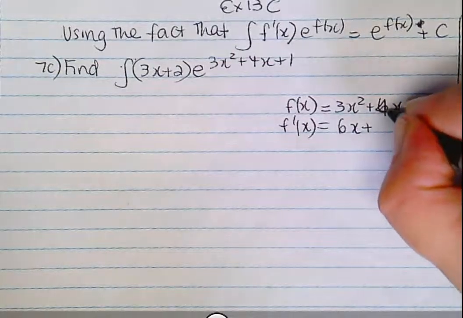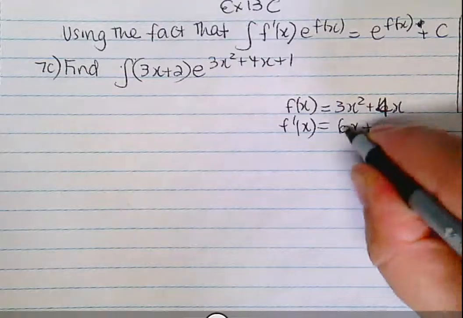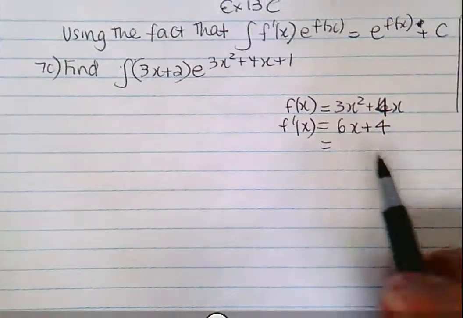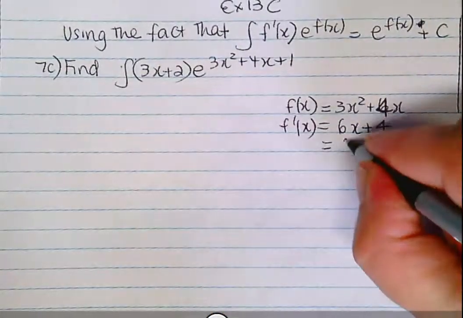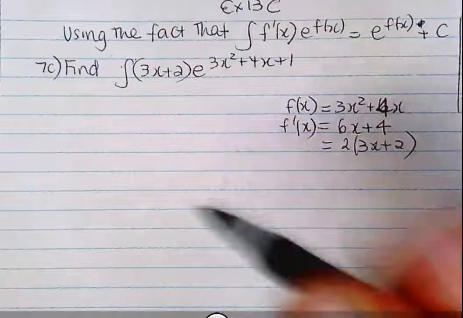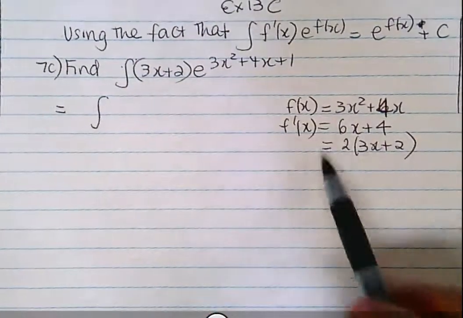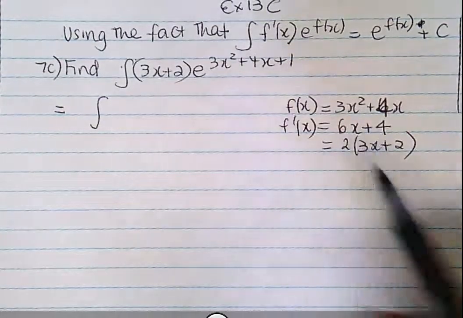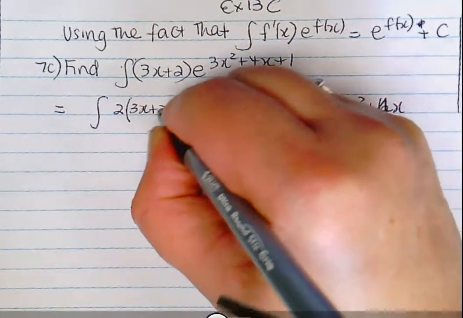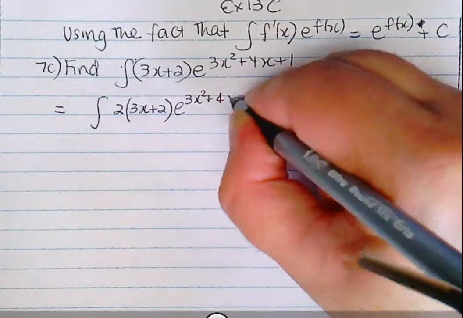sorry, I've made a mistake, that's 3x squared plus 4x. Then the derivative is 6x plus 4. Now, we know that that seems to be double what this is, so it's 2 lots of 3x plus 2. So if you want to integrate this, what we know is that we can actually integrate 6x plus 4 instead, or we can integrate 2 lots of 3x plus 2 times e to the 3x squared plus 4x plus 1.